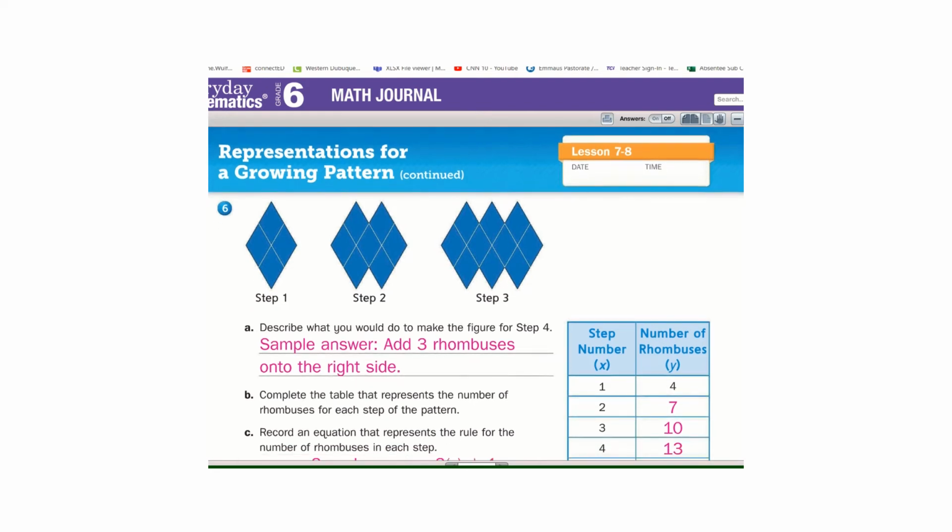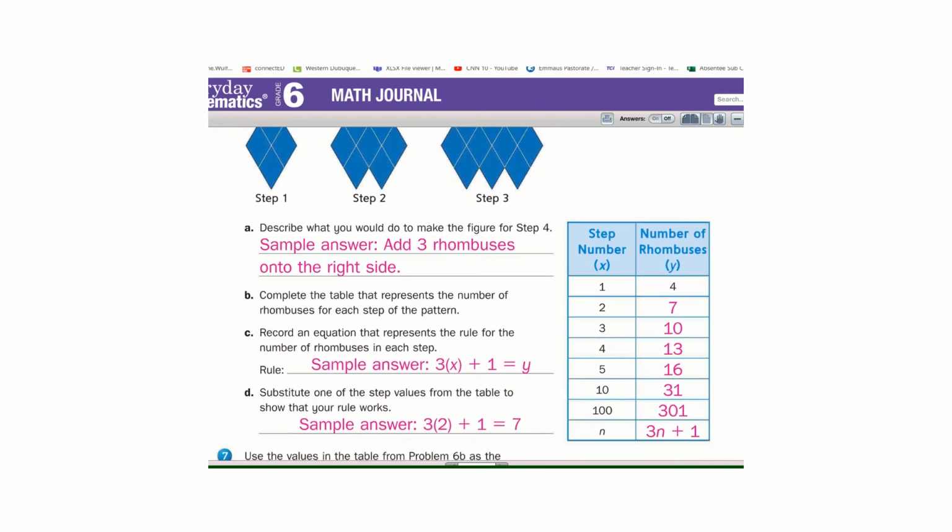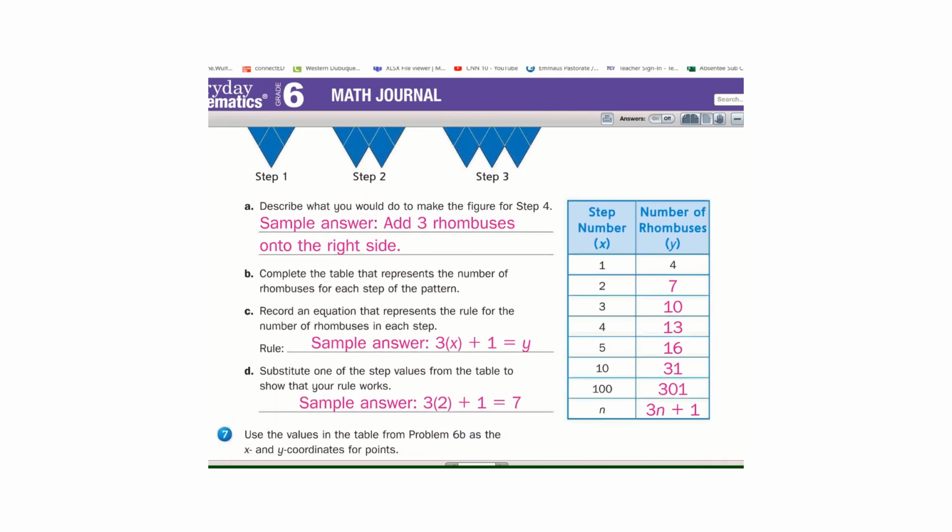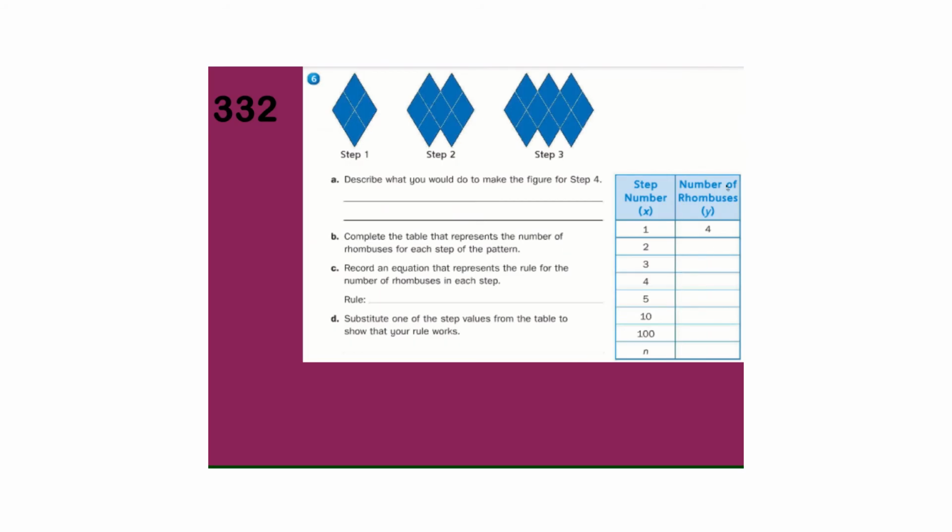So using the steps, though, to find the pattern, it's 3 times x plus 1. 3 times 1, 3 plus 1 is 4. 2 times 3 plus 1, 7. And if you look at step 2, there's 7 rhombuses. Step 3, 3 times 3, 9 plus 1, 10. Step 3 up above, count those rhombuses, there were 10. Okay, and then there's the table. They just say part D, substitute one that works. And we'll go look at number 7 now.